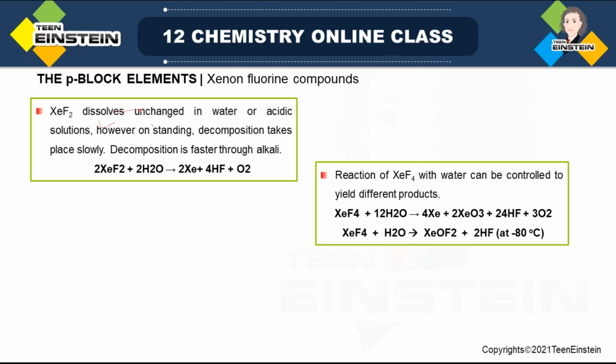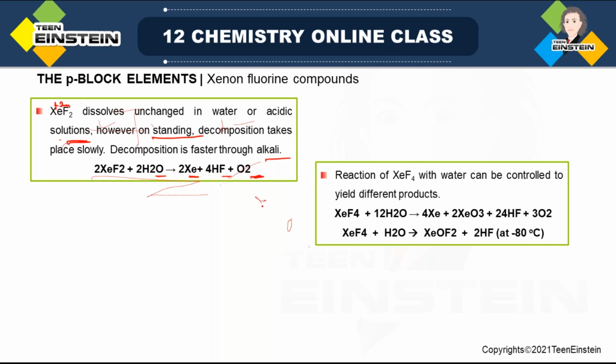Xenon fluoride, XeF2, is the first fluoride, possible for the oxidation state of xenon +2. It dissolves unchanged in water or acidic solution. That means if you dissolve it in water, there will be no chemical change, and even with acid there is no change. But if you keep it for a very long time, decomposition will start, and decomposition will be faster if you also add some alkali. Without alkali, XeF2 reacting with water forms xenon, HF and O2.